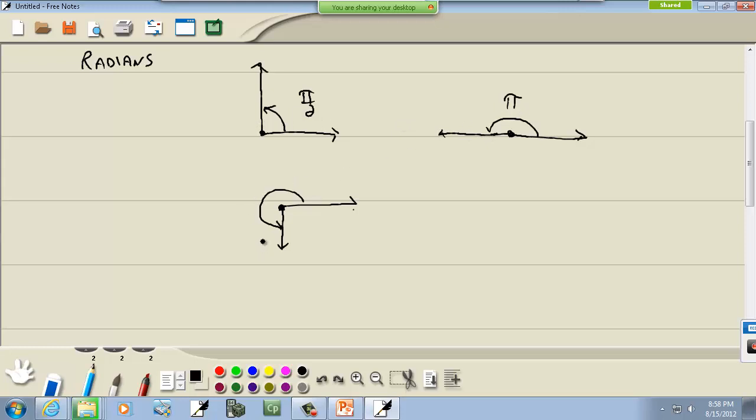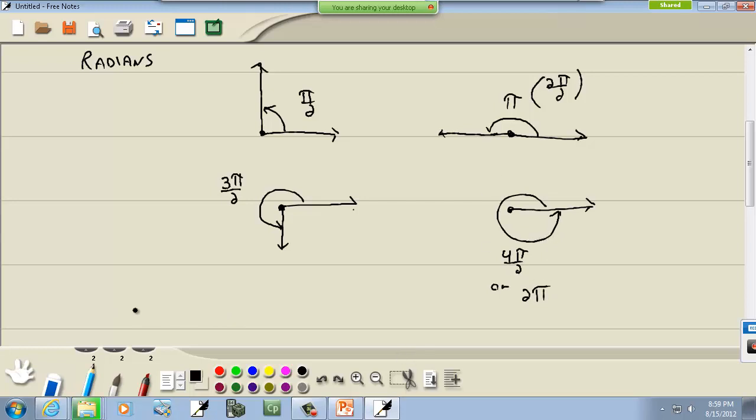So I keep adding another pi over 2. This right here is the same as 2 pi over 2. So this is 1 pi over 2, 2 pi over 2, 3 pi over 2. And then if I start here and I go all the way around, 1 pi over 2, 2 pi over 2, 3 pi over 2, 4 pi over 2, or 2 pi. So all the way around is 2 pi.